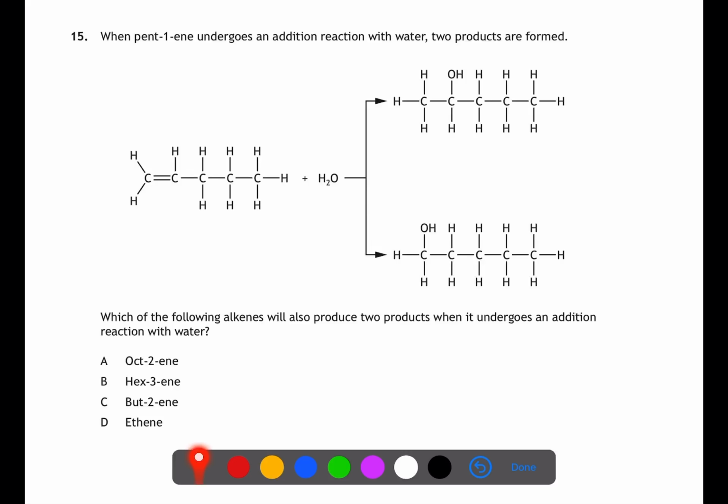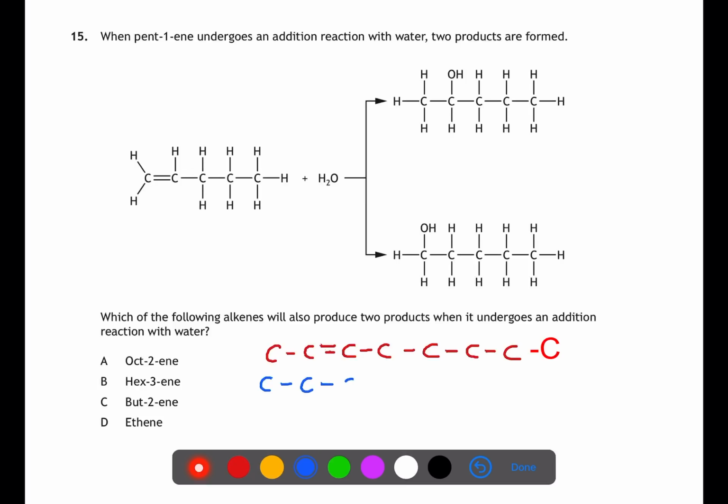Which of the following alkenes will also produce 2 products when it undergoes an addition reaction with water? To get 2 products, you need to have an asymmetrical alkene. To work this out, we're best to draw out the skeleton structure of the carbons for each of the answers. Oct-2-ene has 8 carbons, and between the second and third we have a double bond. We can immediately see that this is asymmetrical. Check the others before finalising your answer.